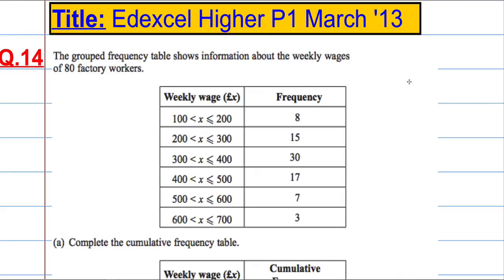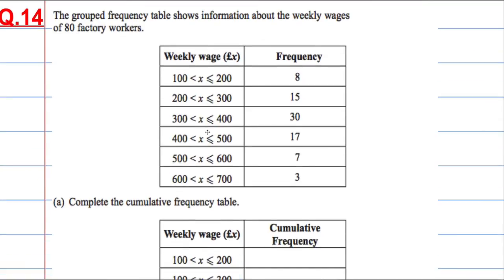Okay, question 14 is about a cumulative frequency curve, and this is a very common question within the paper, so pay close attention to this. The grouped frequency table shows information about the weekly wages of 80 factory workers. So we can see that 8 people had a weekly wage of a little bit more than 100, but less than or equal to 200, and so on. 17 workers were between 400 and 500 pounds.